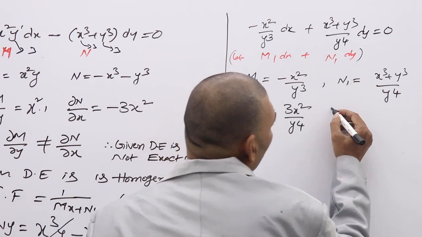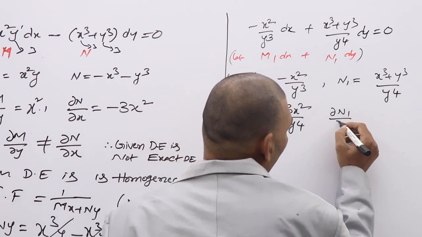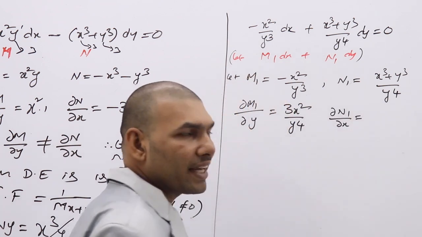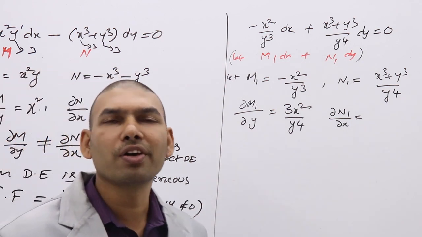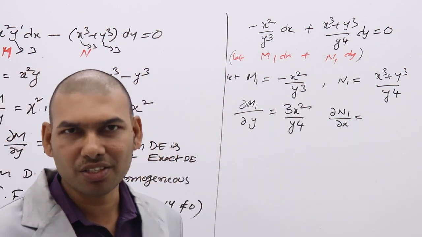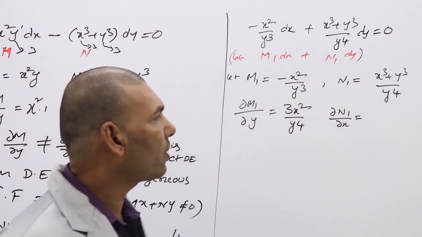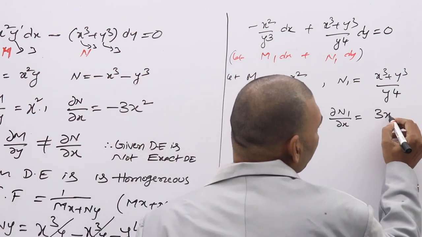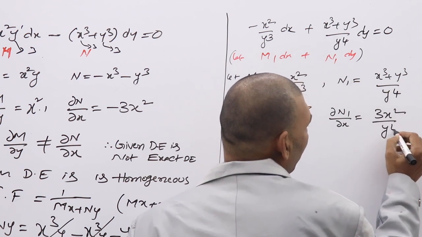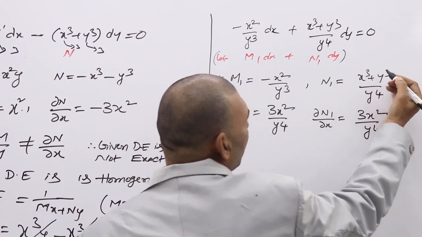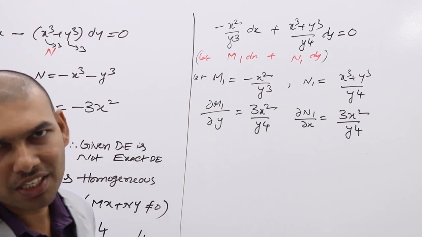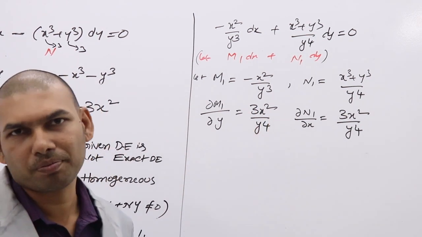Now, dou n1 by dou x, that means differentiate x terms only, don't differentiate y, keep y as constant. Differentiation of x cube is 3x square by y to the power of 4. This y cube is constant, differentiation of constant is 0 because that is separator.